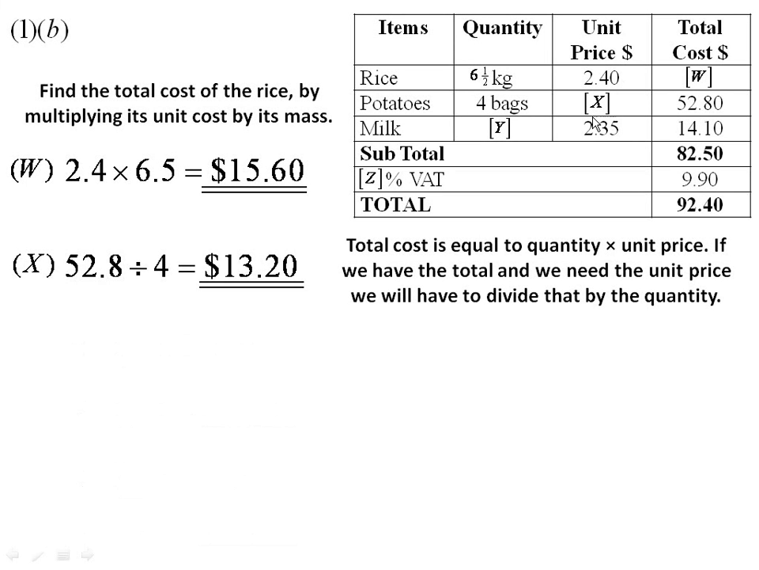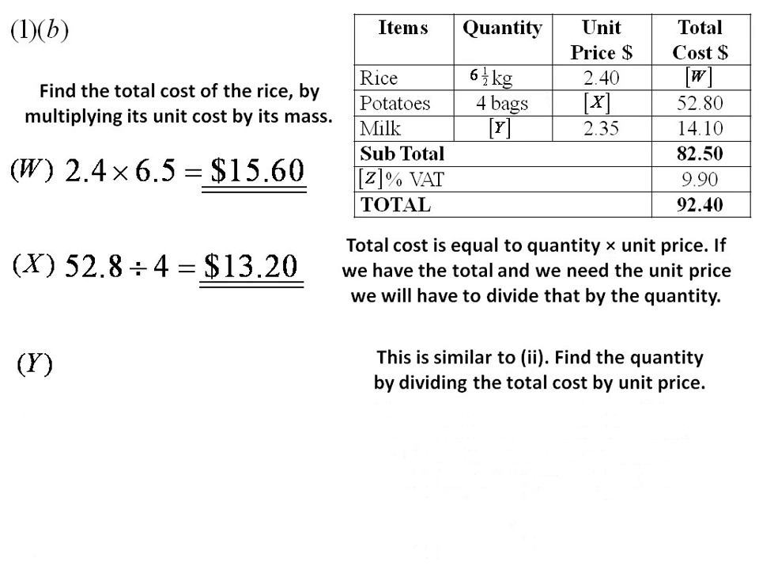So here we are finding the value of X. Four multiplied by X, the result is 52.8. Therefore, in order to find X, we need to divide 52.8 by 4, and the result is $13.20. The Y will be analogous to X. This is similar to 2.